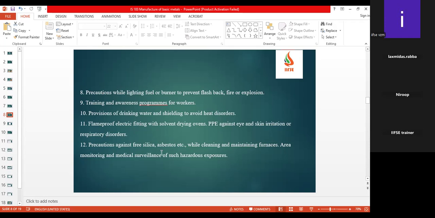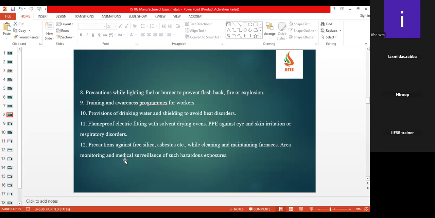And precaution against free silica and asbestos while cleaning and maintaining the furnaces, area monitoring and also medical surveillance of such hazards and explosives. So silica and asbestos, these are the two dangerous materials which are identified as occupational health diseases. Silica exposure is especially in cement manufacturing quarries or granite manufacturing or polishing industries. Asbestos is completely banned now.